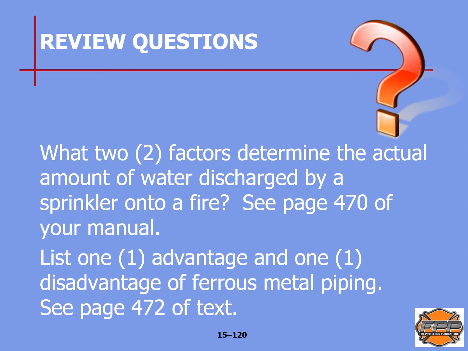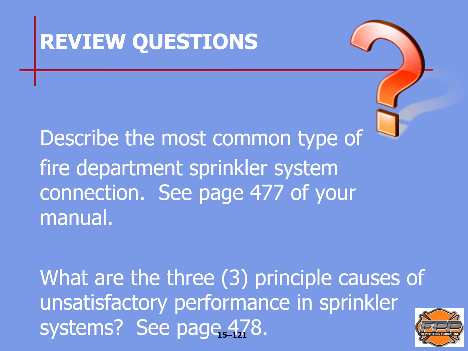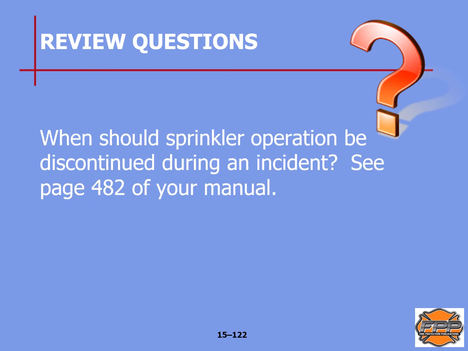Next question, list one advantage and one disadvantage of the ferrous metal piping. That's on page 472 of your text. Next review question, describe the most common type of fire department sprinkler system connection. That will be on page 477 of your manual. Next question, what are the three principal causes of unsatisfactory performance in sprinkler systems? That will be on page 478 in your text. Next question. When should sprinkler operation be discontinued during an incident? That will be on page 482 of your manual.